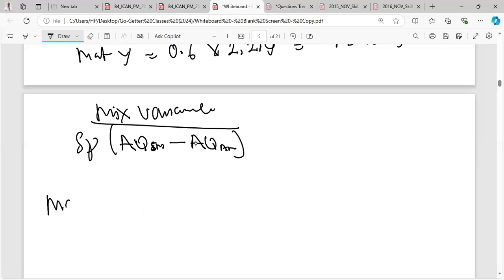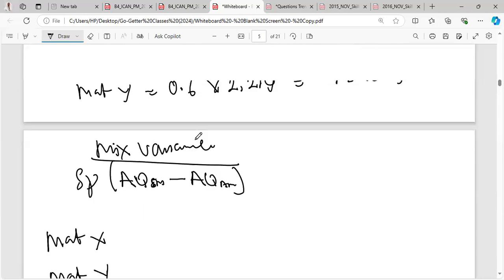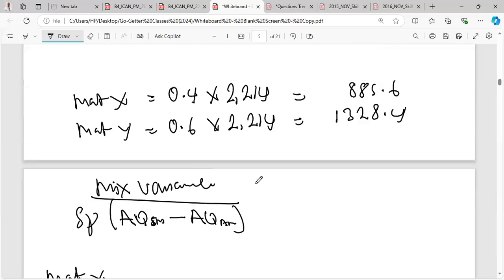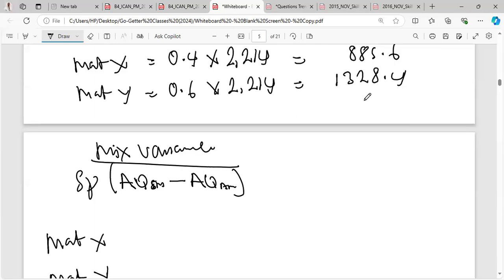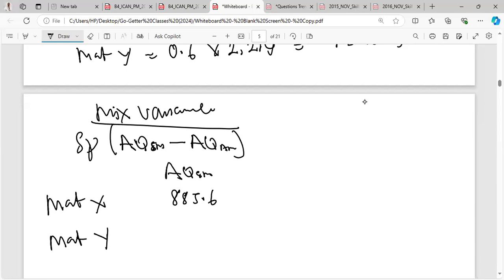Material X, material Y. What is the actual quantity standard mix here? This is actual quantity standard mix. This is 885.6, and this is 1328.4.